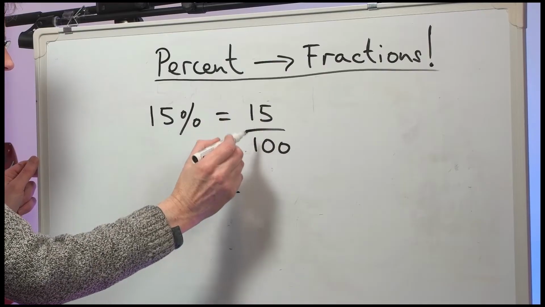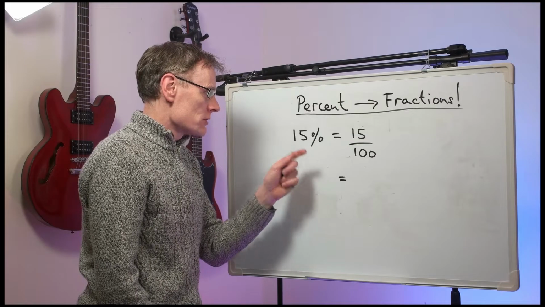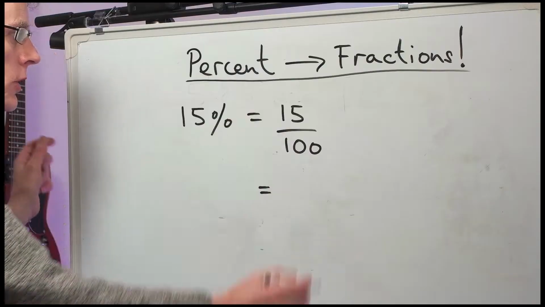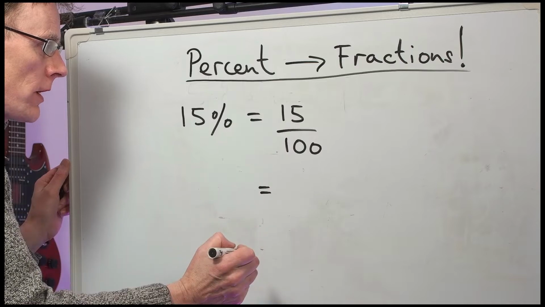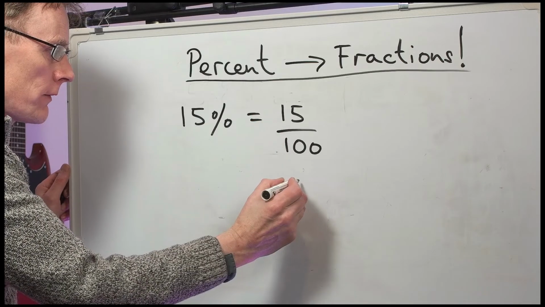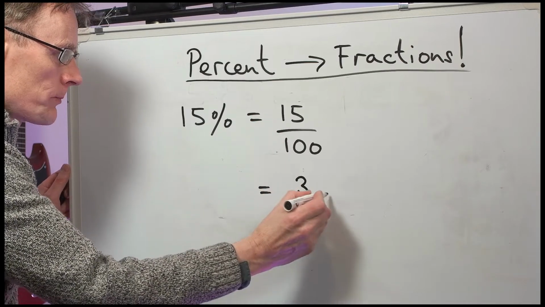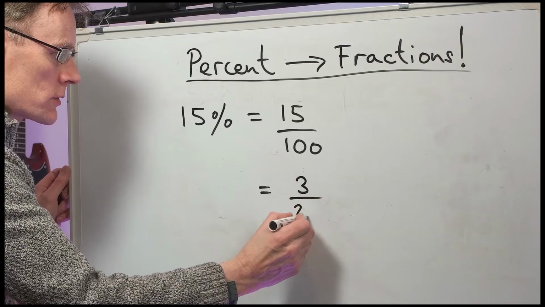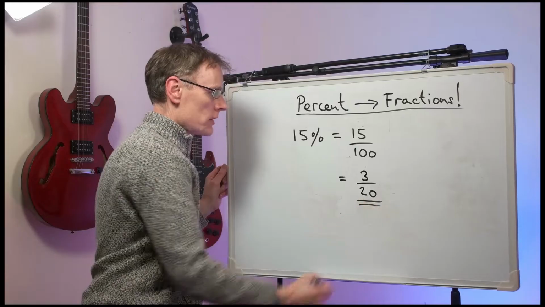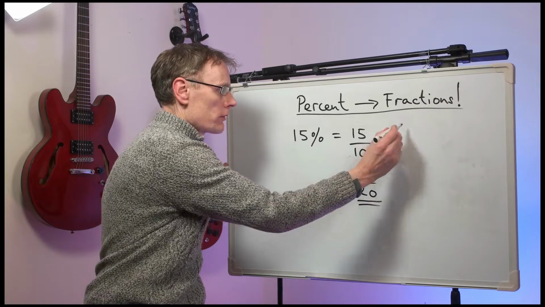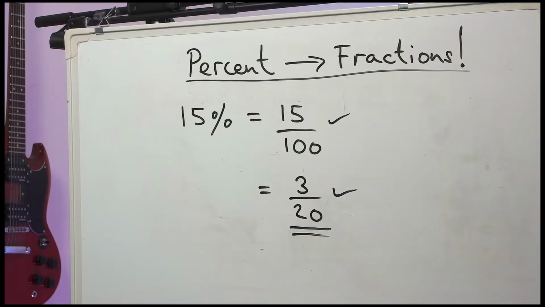What goes into 15 and 100? 5 goes into 15 and 100, so you can divide the top and the bottom by 5. 5 into 15 goes 3 times, and 5 into 100 goes 20 times. 3/20ths. You would get 1 mark for your working and 1 mark for your answer.